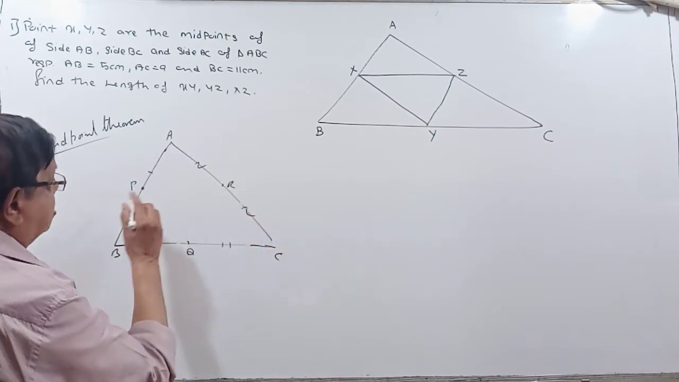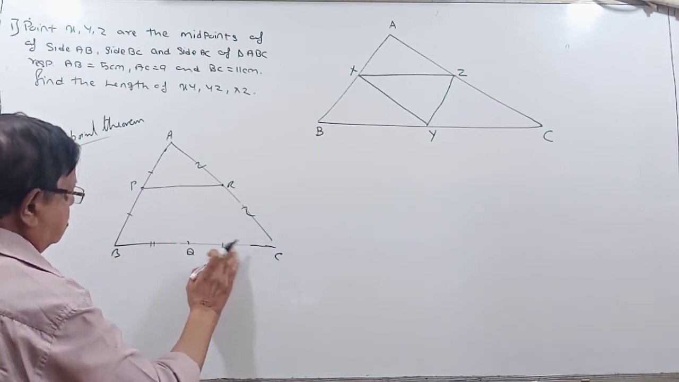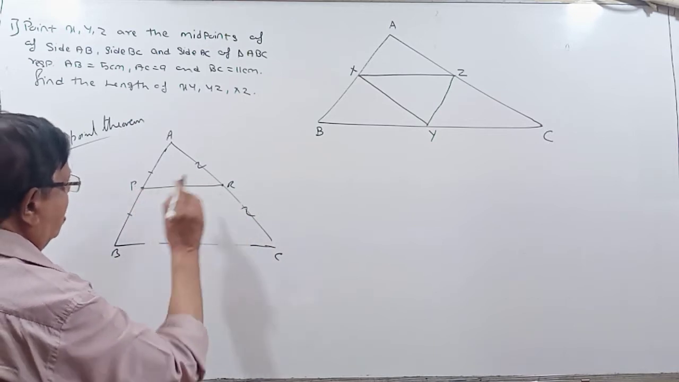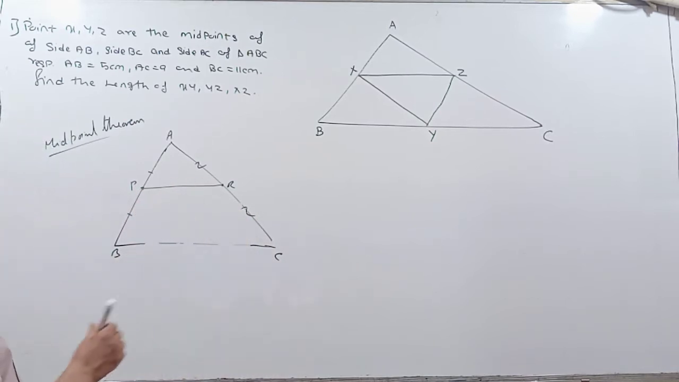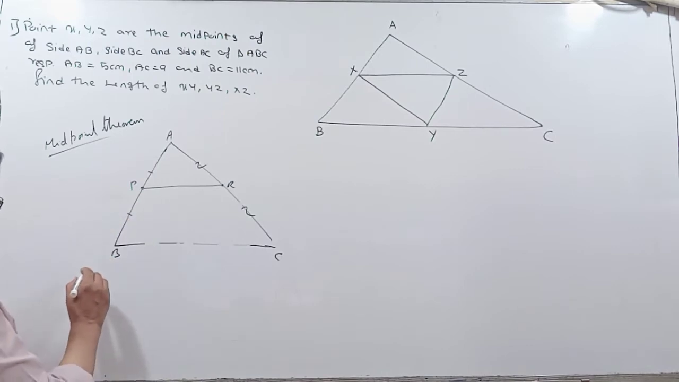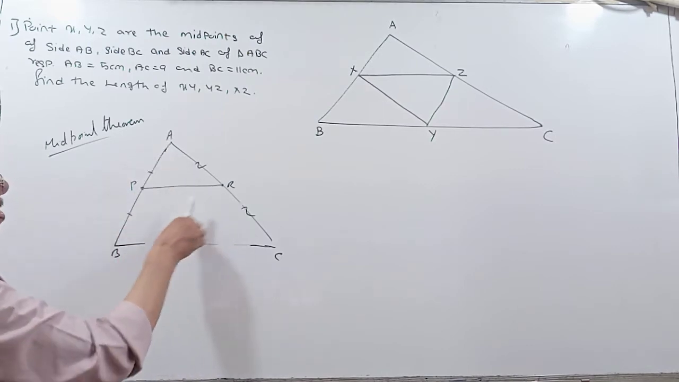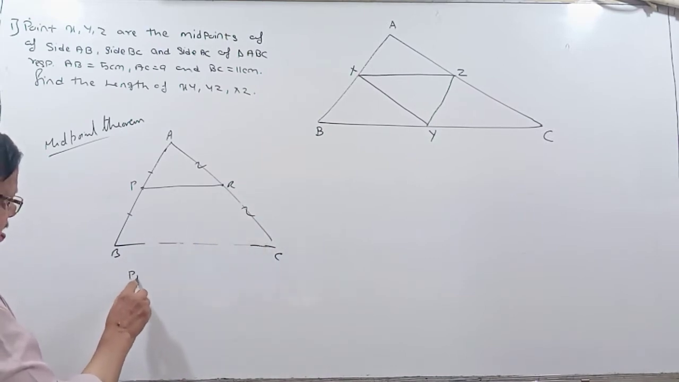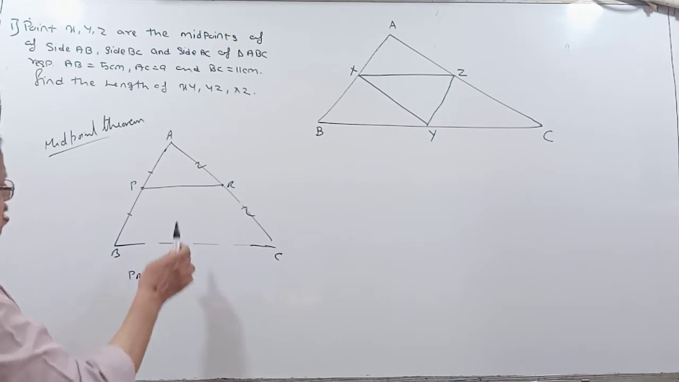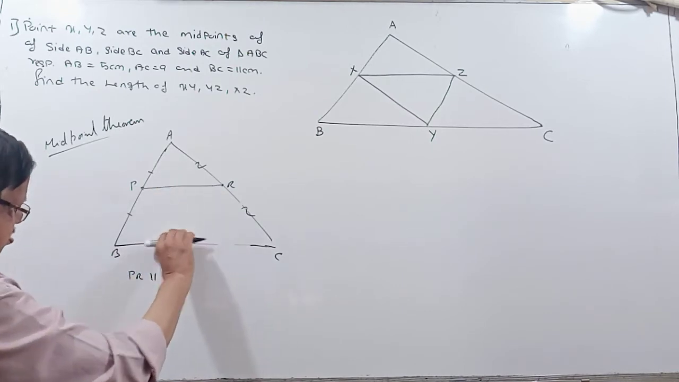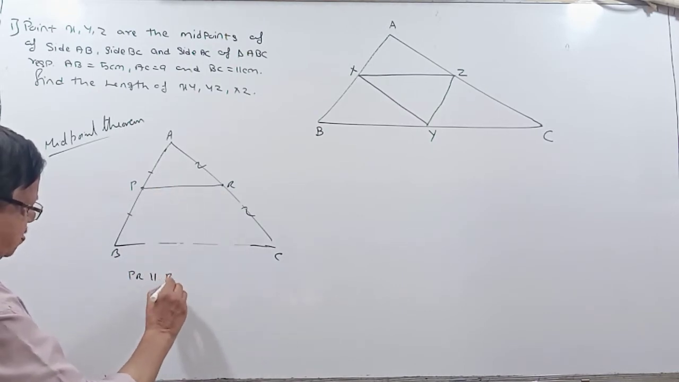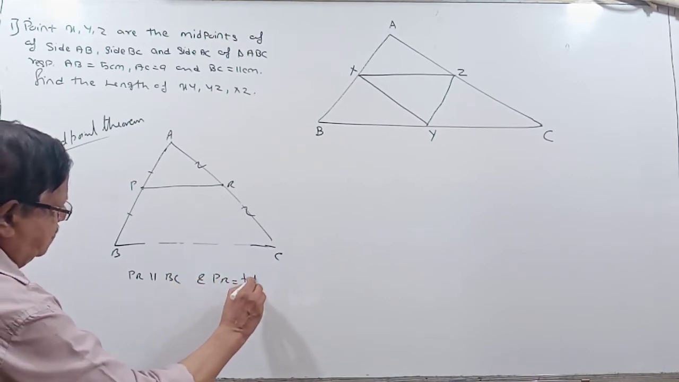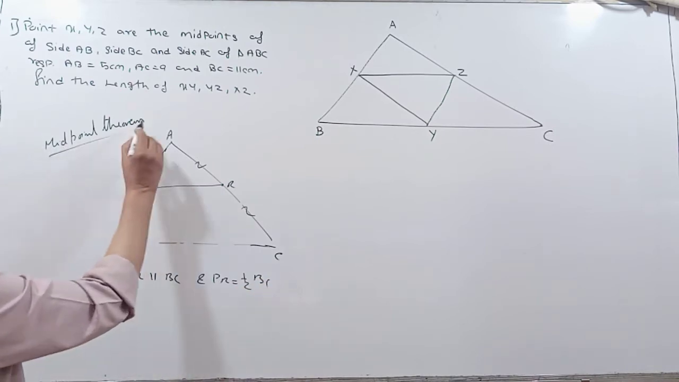So, suppose I join PR. Suppose P and R are the midpoints of the sides. Then P is the midpoint of AB, R is the midpoint of AC. Then PR is parallel to BC. This is parallel to this. PR parallel to BC and PR equal to half BC. This is called the midpoint theorem.